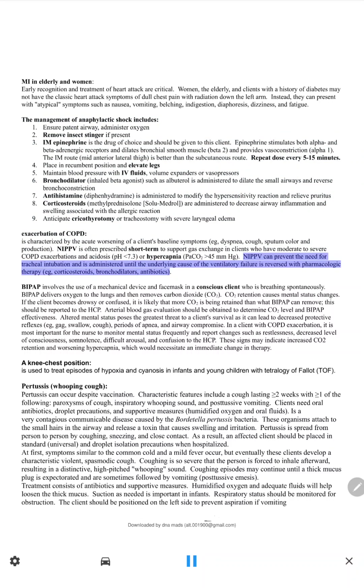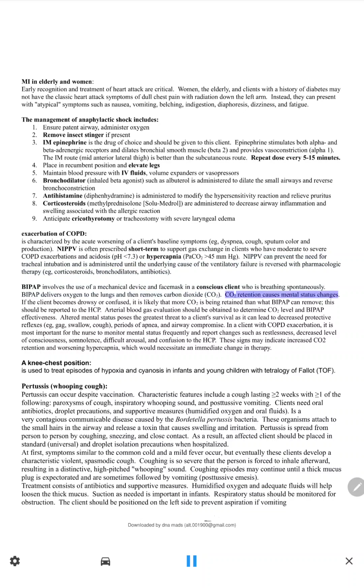NIPF can prevent the need for tracheal intubation and is administered until the underlying cause of the ventilatory failure is reversed with pharmacologic therapy, e.g., corticosteroids, bronchodilators, antibiotics. BiPAP involves the use of a mechanical device and face mask in a conscious client who is breathing spontaneously. BiPAP delivers oxygen to the lungs and then removes carbon dioxide, CO2.